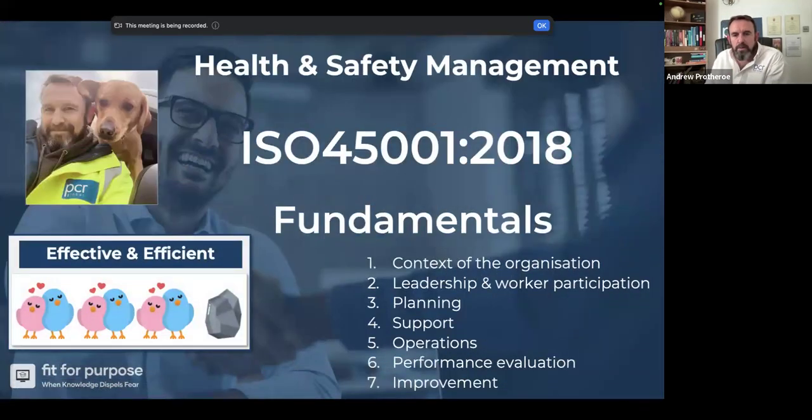45001, so that's it. We've walked through context, leadership, planning, support, operations, performance evaluation, and improvement. It is an excellent standard without a shadow of doubt. 18001 was good. This is good. Some people will look at this and think, oh yeah, ISO's trying to make money again. They obviously don't understand this standard. If you understand this standard, then you will have nothing but praise for it.